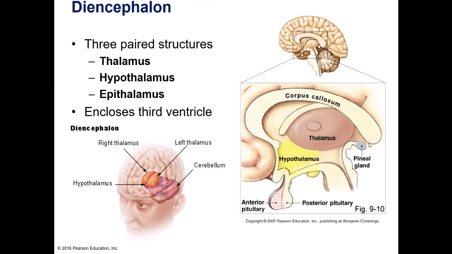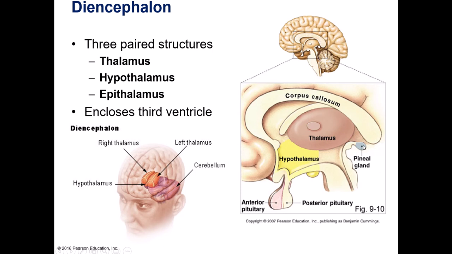The other part of the brain is known as the diencephalon. It sits kind of underneath the corpus callosum here, and this is a really important structure. It's actually not just a structure, it's 3 structures that are paired on both the right side of the body and left side of the body. What we call the thalamus, the hypothalamus, and the epithalamus. So thalamus, hypothalamus, and the epithalamus.